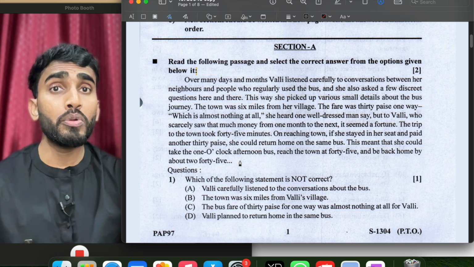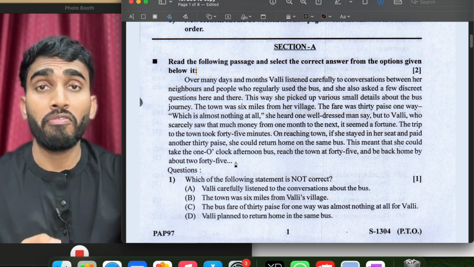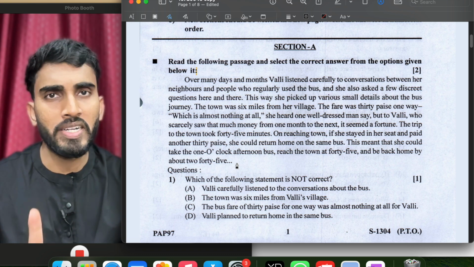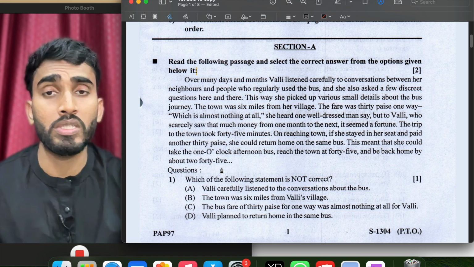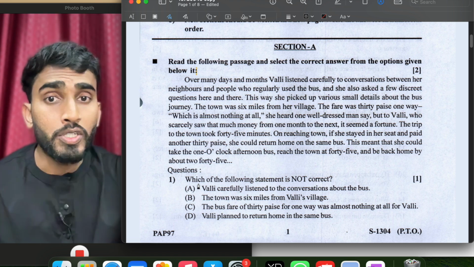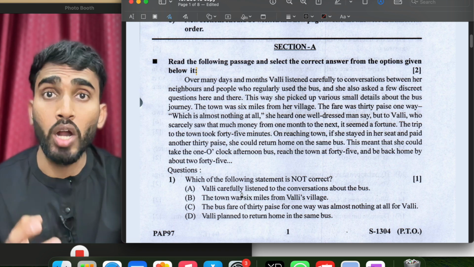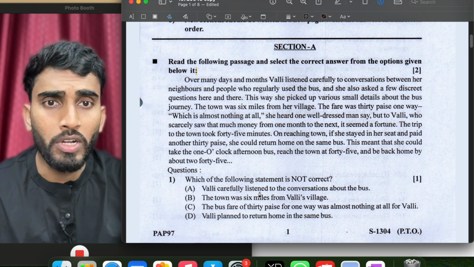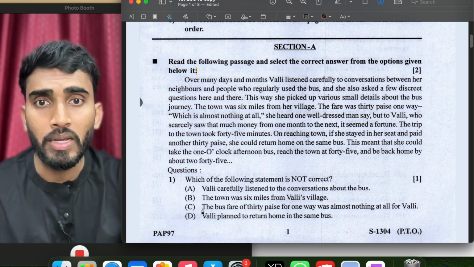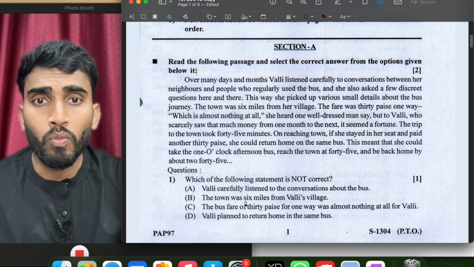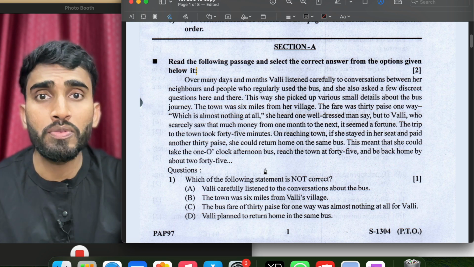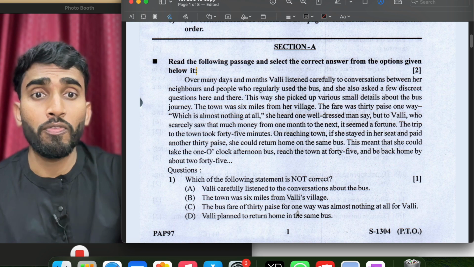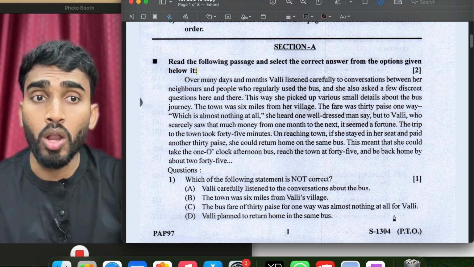So yes, don't do the mistake of directly jumping to the question and finding the answer then from the paragraph. Read it once, it will not take much time. Read it carefully, paying attention with full focus, and then go for the questions. The first question is, which of the following statement is not correct? So here, Valli carefully listened to the conversations about the bus. This is correct. The town was 6 miles from Valli's village. Yes, that is also written here. Correct. See, the bus fare of 30 paise for one way was almost nothing at all for Valli.